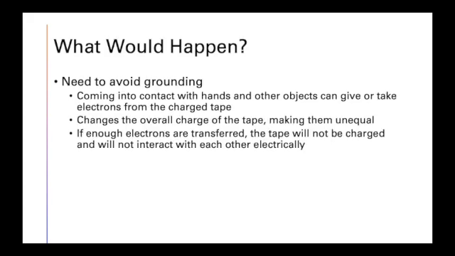We need to avoid handling the tapes as much as possible because we need to avoid grounding. Coming into contact with hands and other objects can give or take electrons away from the charged tape. If this happens, it changes the overall charge of the tape, making it unequal to the one that has been handled less. As well, if enough electrons are transferred, the tape will not be charged. Therefore, there are no electric forces acting between the two tapes, as the electrical interaction between them is gone.